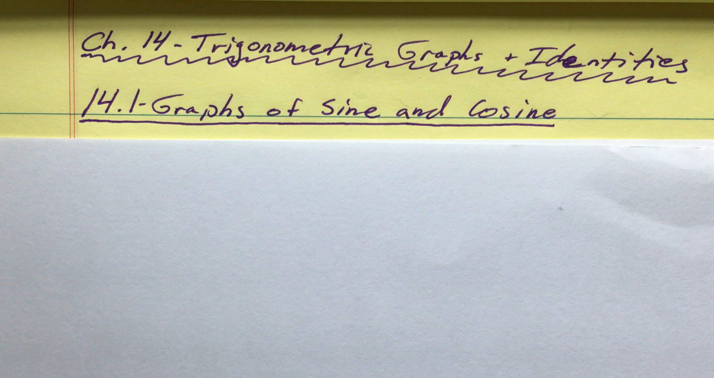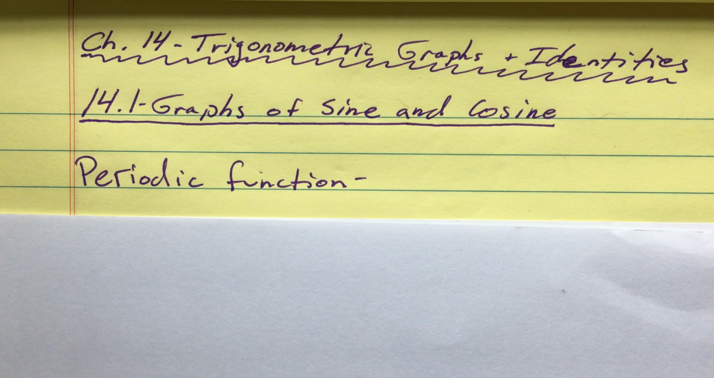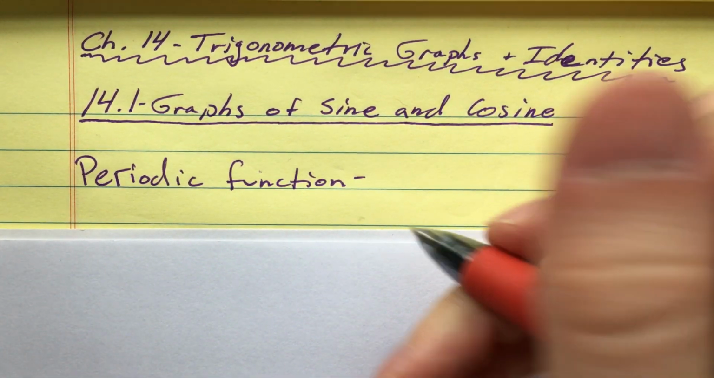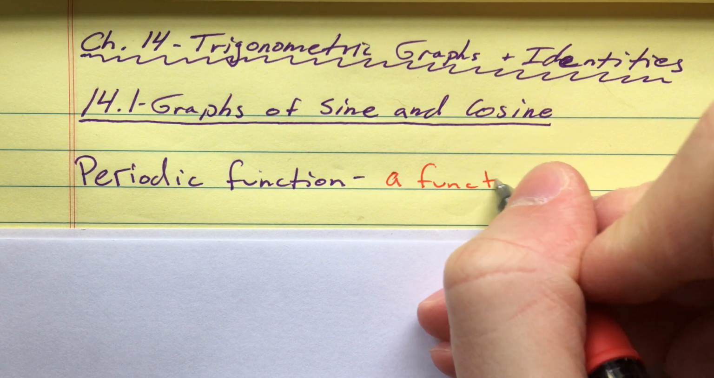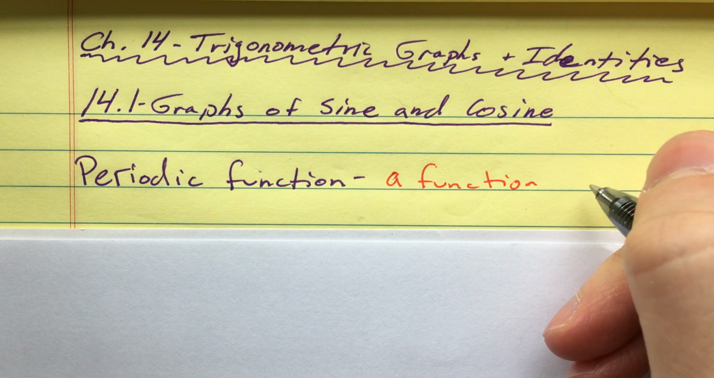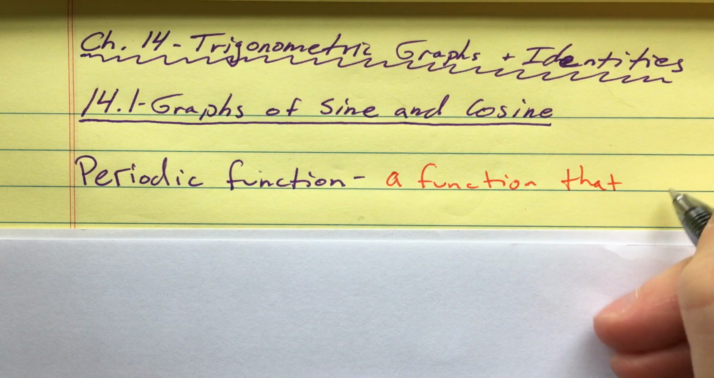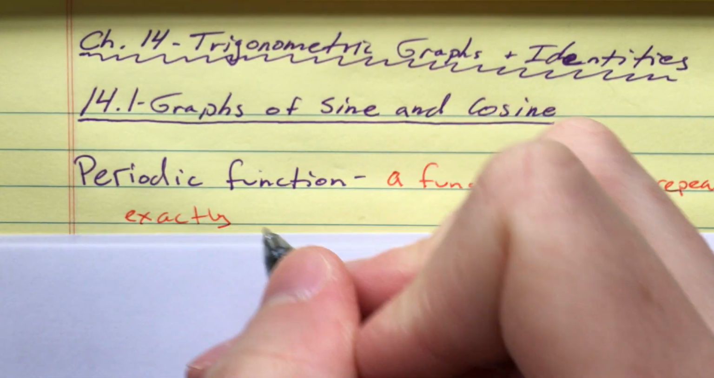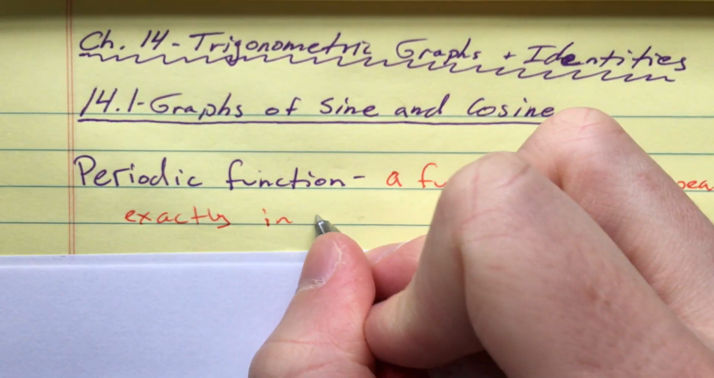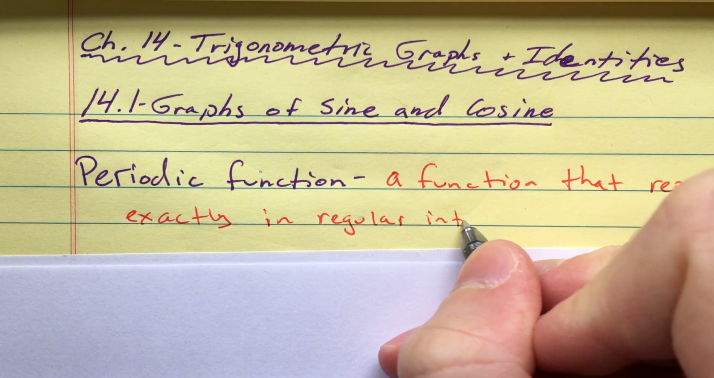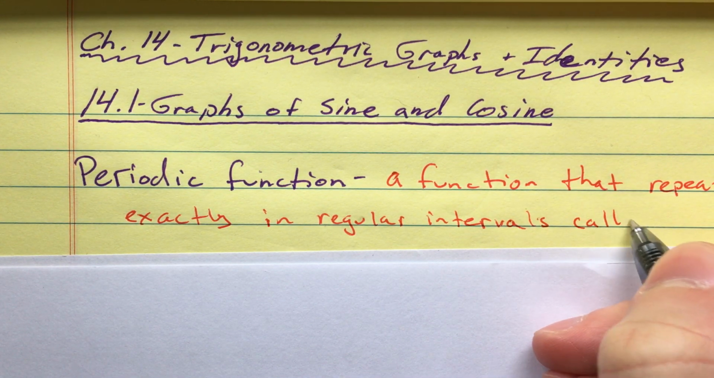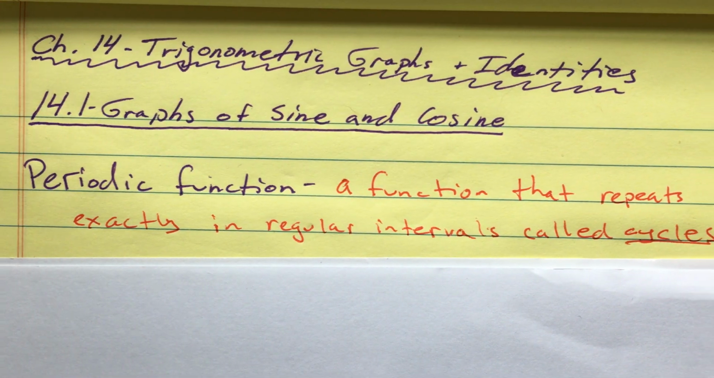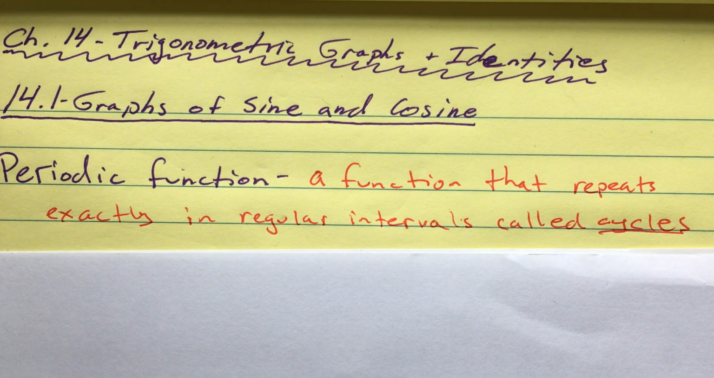chapter. So graphs of sine and cosine, these are what are called periodic functions, and the definition of a periodic function is a function that repeats exactly in regular intervals called cycles. A function that repeats exactly in regular intervals called cycles.